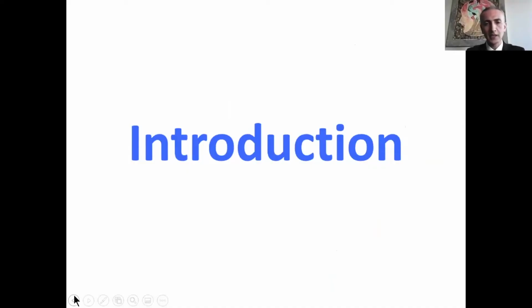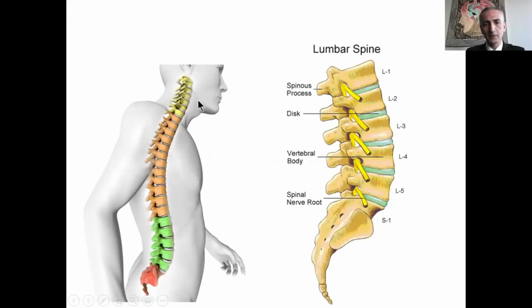Now we are going to the next section, which is introduction. If you look here, you see the spinal column, 33 individual bones, which are called vertebrae. They interlock with each other and form the spinal column. The spinal column connects the head to the pelvis. It has various areas or sections.